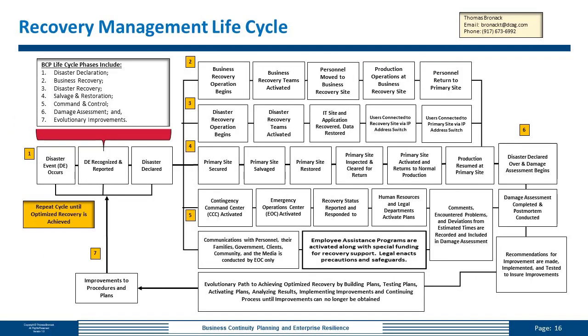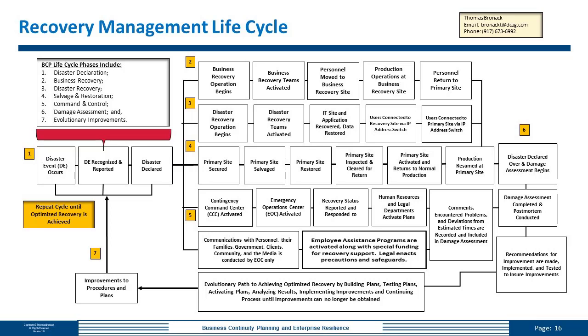The complete recovery management life cycle is illustrated in this slide. It included the 7 steps in the recovery planning life cycle, which are: 1. Disaster declaration. 2. Business recovery. 3. Disaster recovery. 4. Salvage and restoration. 5. Command and control. 6. Damage assessment, and 7. Evolutionary improvements.